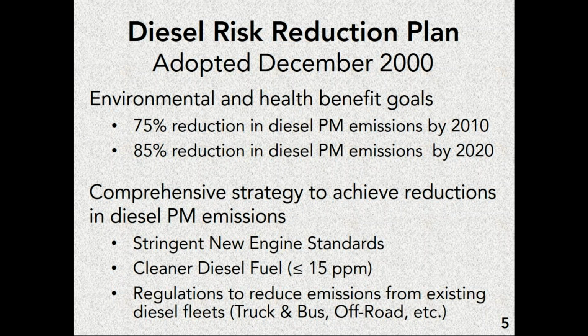This is a document that is researched and put together by staff, and it has two main parts, if you will. The first is to set goals. The goals in this particular diesel risk reduction plan were to reduce the levels of diesel particulate matter in our air from 1990 levels by a total of 75% by the year 2010, and an additional 10% reduction by the year 2020. Now, we passed both those dates. We're in 2020, so we've already passed the beginning of it, and we certainly passed 2010.